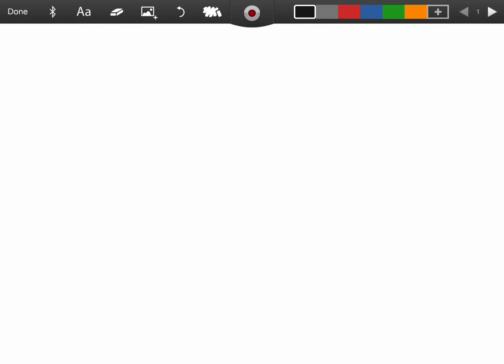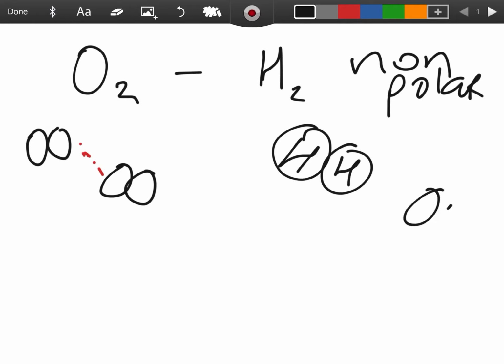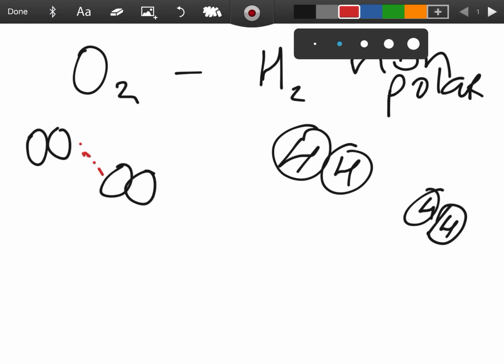The next part, you were asked to explain why the boiling point of oxygen is significantly higher than the boiling point of hydrogen, and they gave you the boiling points of both compounds. Now, what you need to see is both of these are non-polar, so they both have van der Waals forces between their molecules. If I draw an oxygen molecule here and another oxygen molecule down here, I can draw the van der Waals with dotted lines. If I draw a hydrogen molecule here and the neighbouring hydrogen molecule there, I'm drawing the van der Waals between those hydrogen molecules. So they're both the same type of intermolecular force. They both have van der Waals between the molecules.